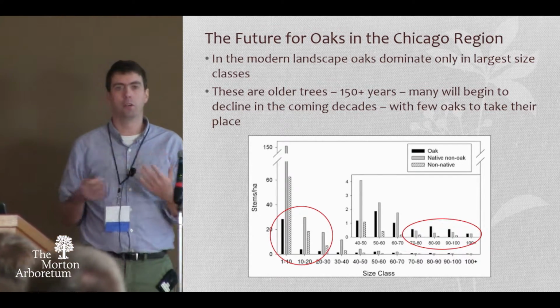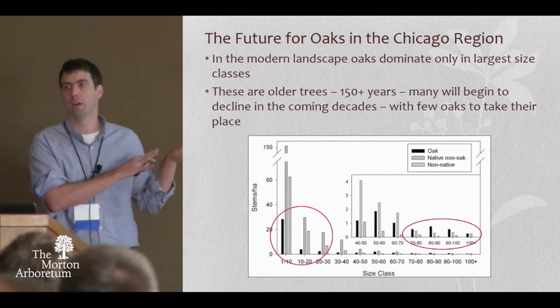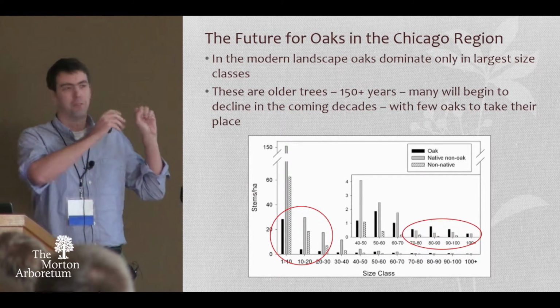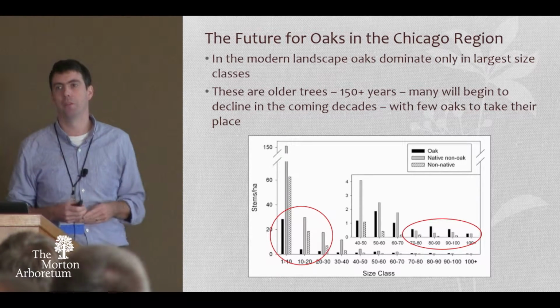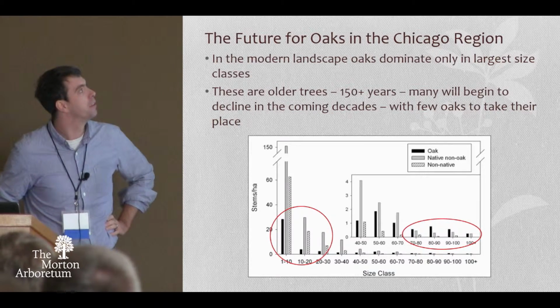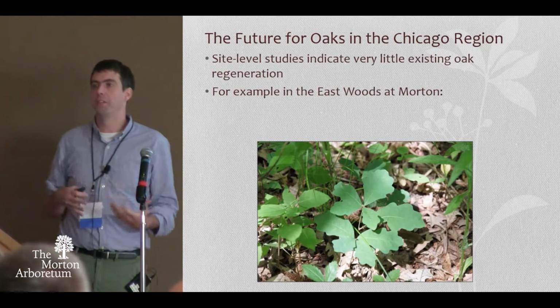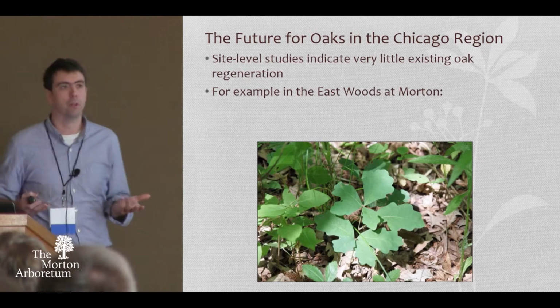Most of our oak species live 200 years-ish. So we're coming up on a pretty important time where a lot of those original oaks are going to start to die off and senesce. And we don't really have another generation waiting to take over when those oaks die.